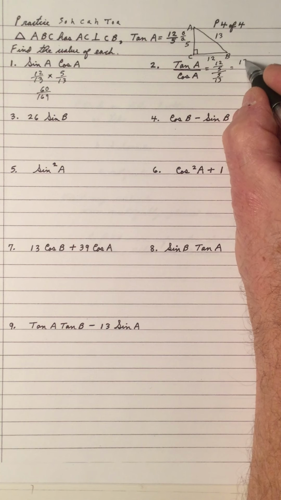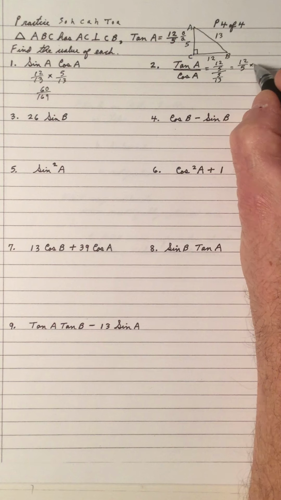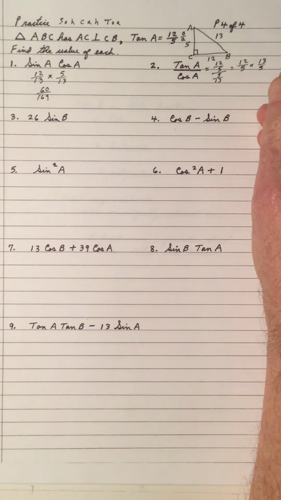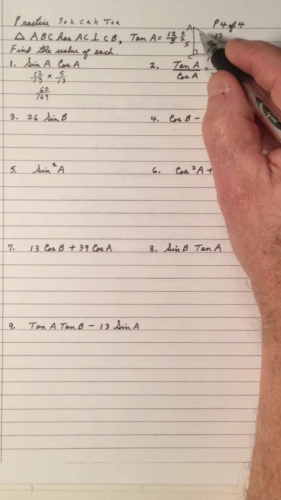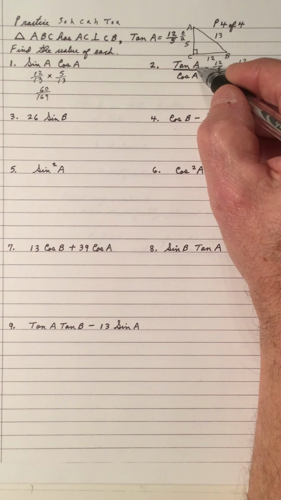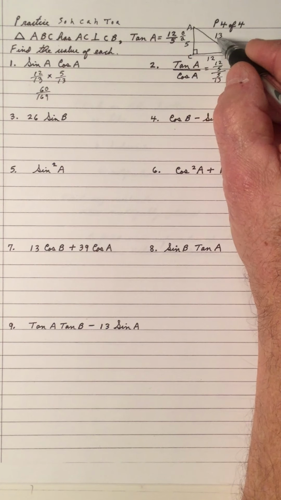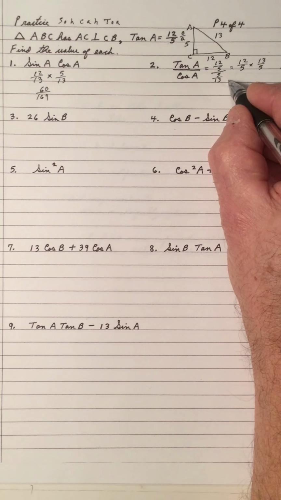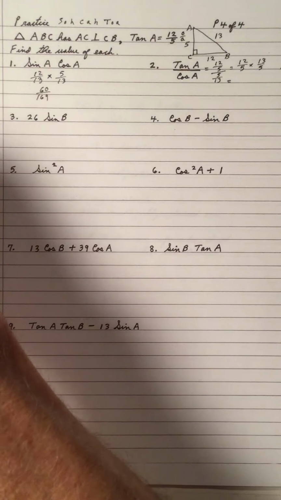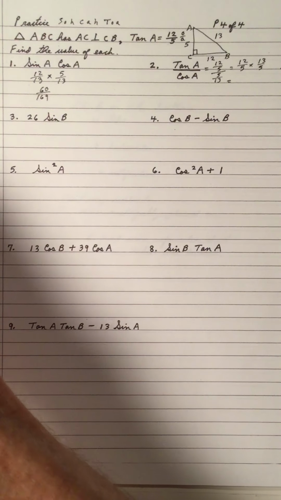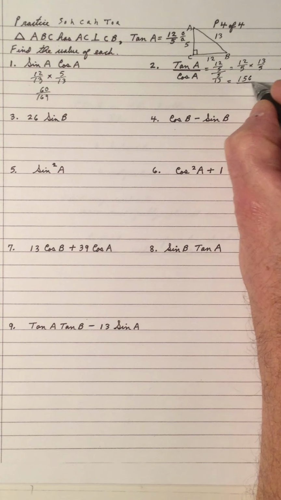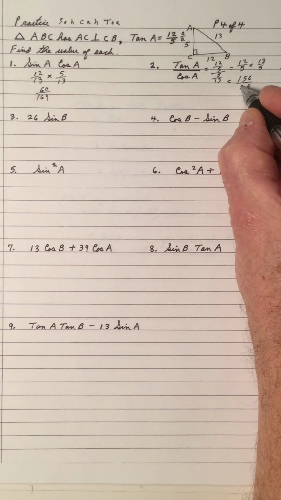So that gives me 12 over 5 times the reciprocal of 13 over 5. So tan, just to make sure, tan of A is opposite over adjacent. The cos of A is 5 over 13, so that gives me 13 over 5. And 12 times 13 gives me 156. 5 times 5 is 25, so there it is as a fraction.